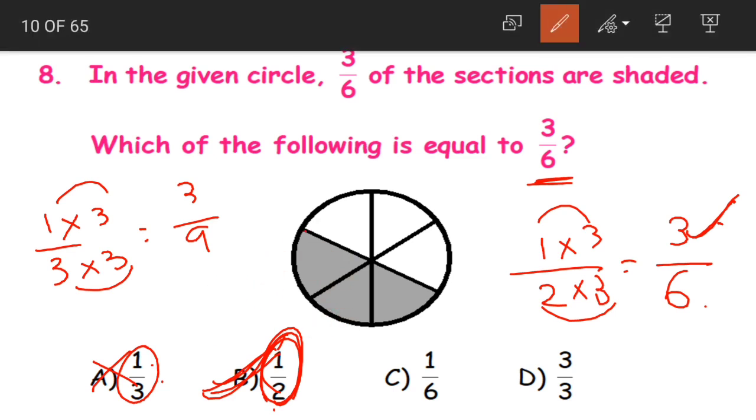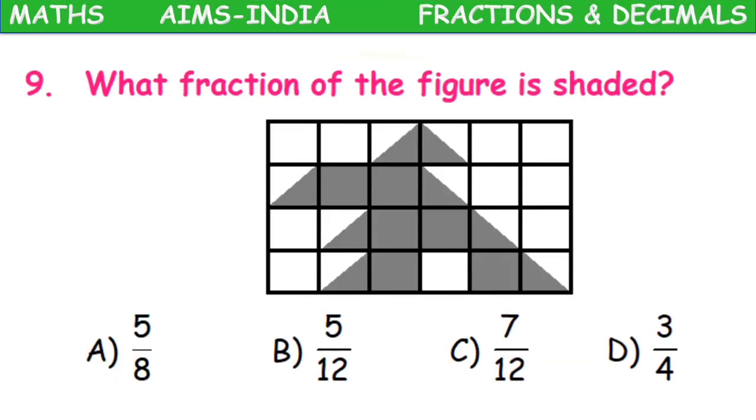Understood? One way was, just by looking at the figure, we can say that half of the portion is shaded. So, 1/2 becomes our correct answer. Or else you can find out the equivalent fraction. Next question. What fraction of the figure is shaded?